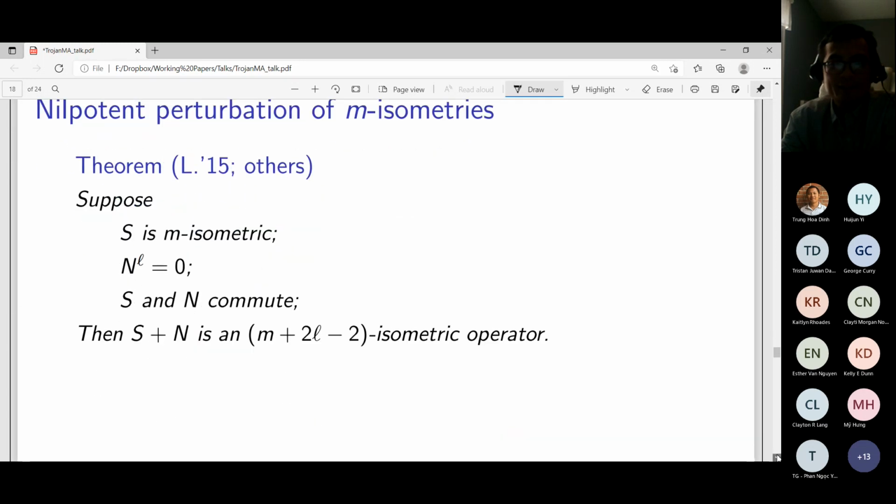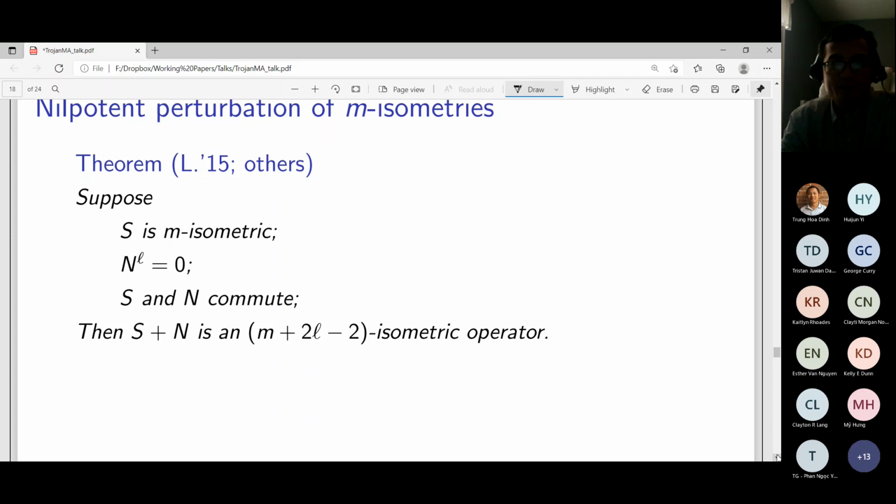So this is the result, and there's only a few minutes left. I'll just quickly give you an overview of how to prove this. Again, the hypothesis is that S is m-isometric and N is nilpotent, so N to the L equals 0, and S and N commute. Then the conclusion is that S plus N is (m plus 2L minus 2)-isometric.